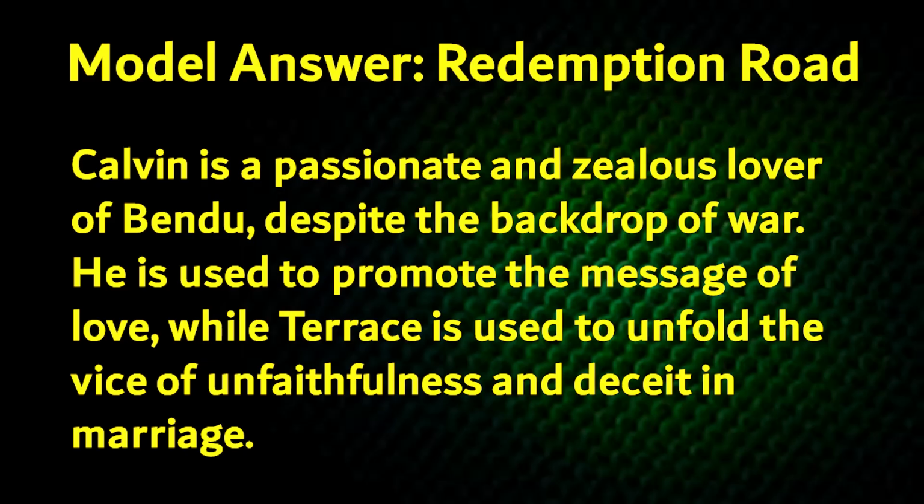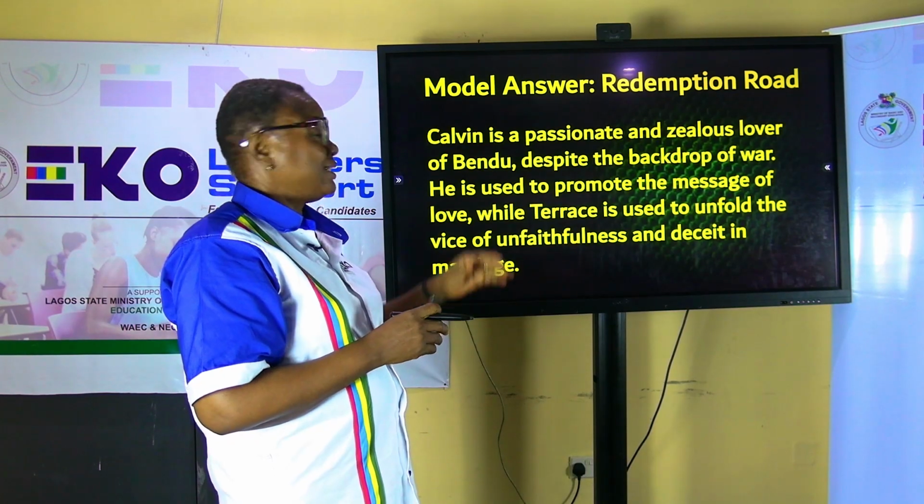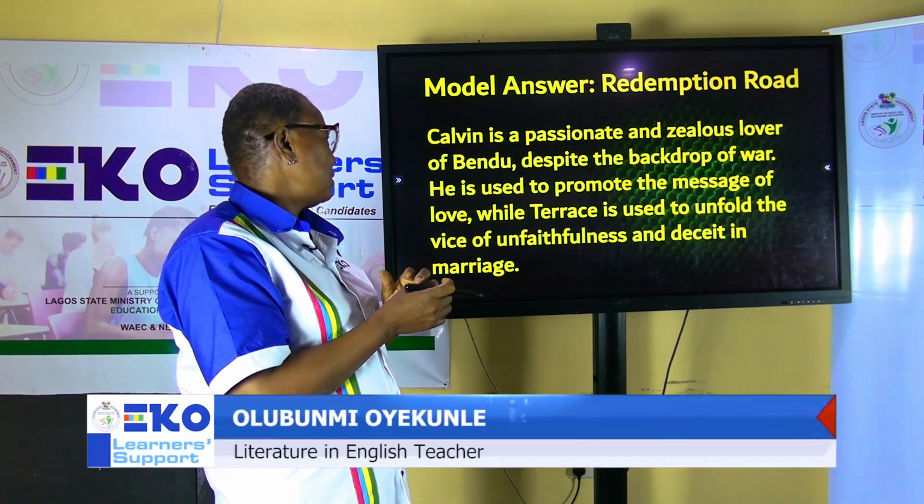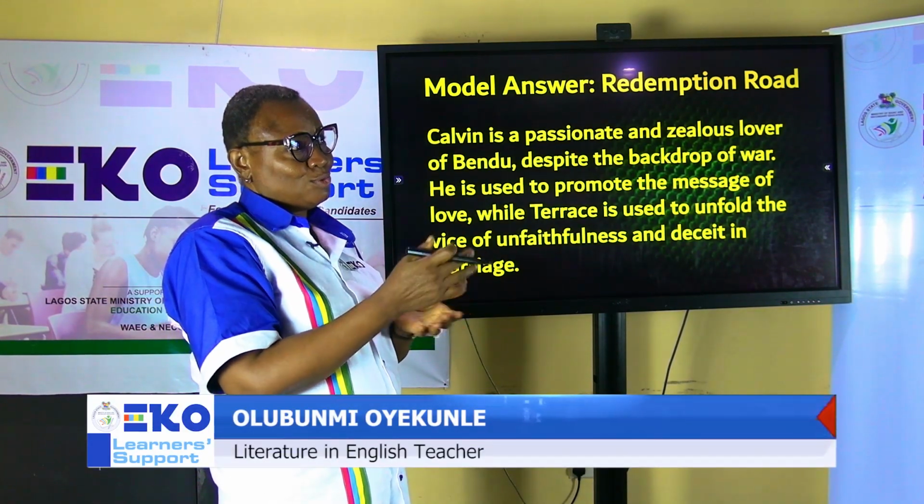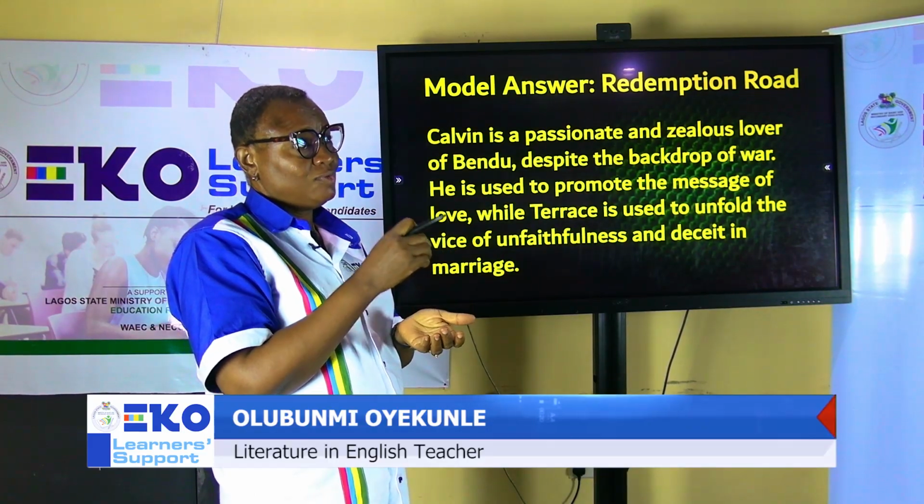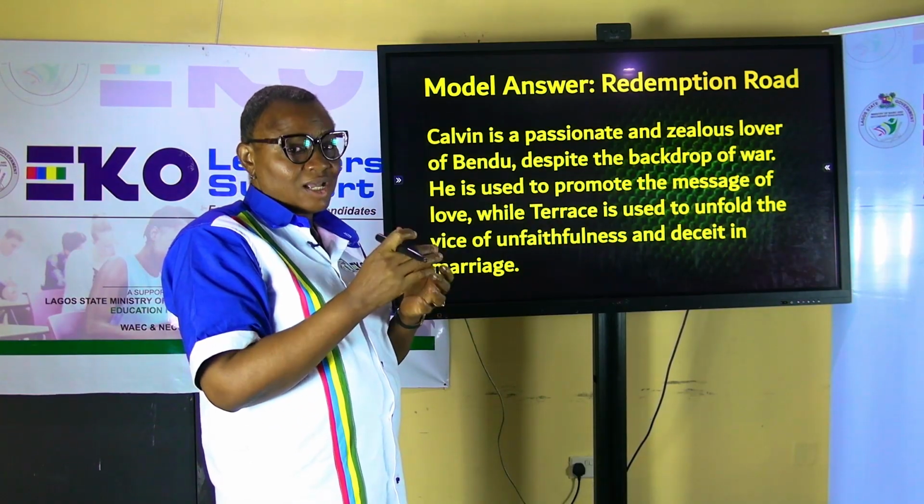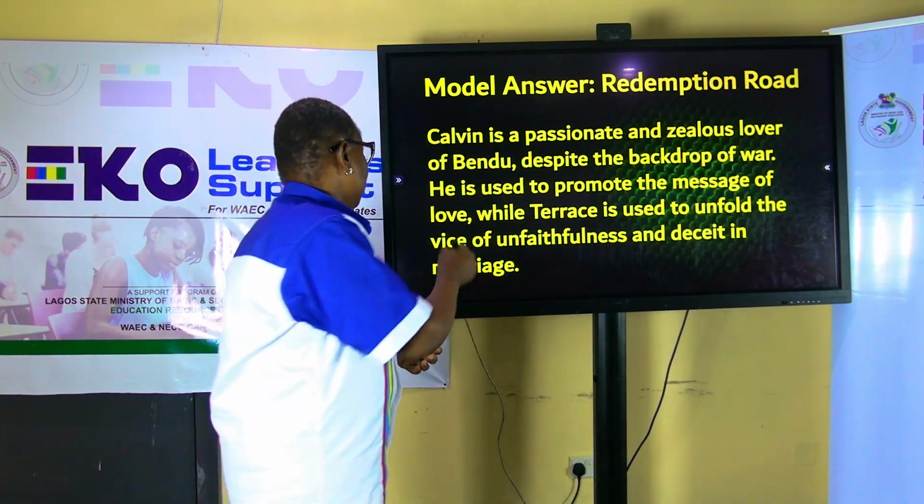Calvin is a passionate and zealous lover of Bendu. Despite the backdrop of war, he is used to promote the message of love, while Terence is used to unfold the vice of unfaithfulness and deception in marriage. So in their love life, they have been compared again. So one actually is used positively to project the theme of love, even in the midst of war, while the other one is used to project the facade that is found in marriages.